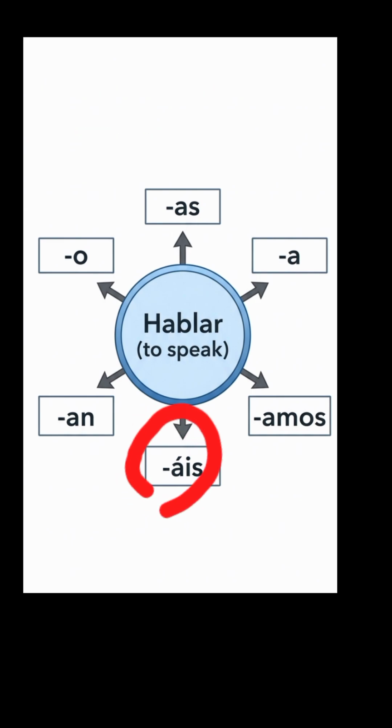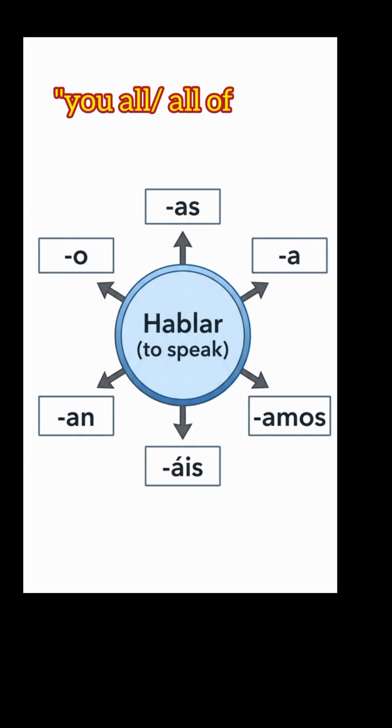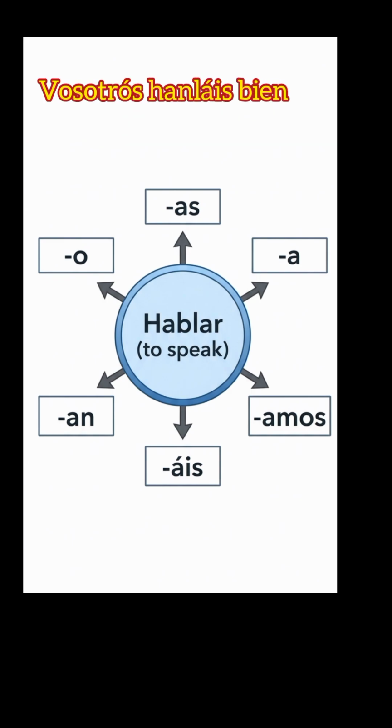The next suffix is áis, which will give us habláis. So we use it whenever we are referring to all of them. Examples: vosotros habláis bien, which means you all speak well.